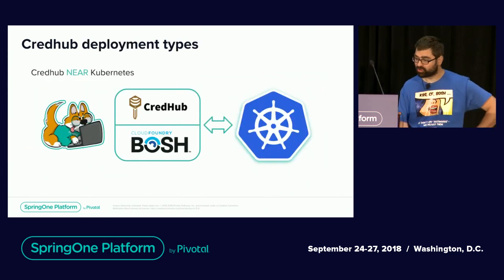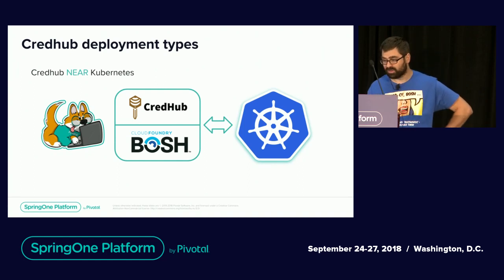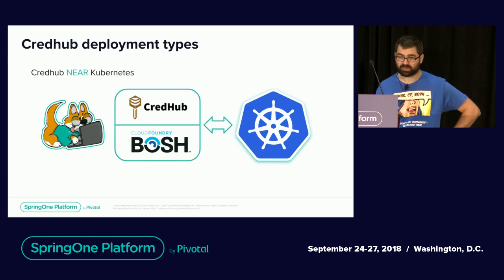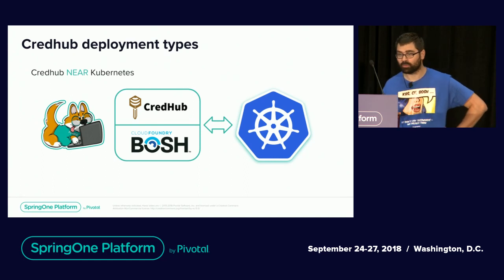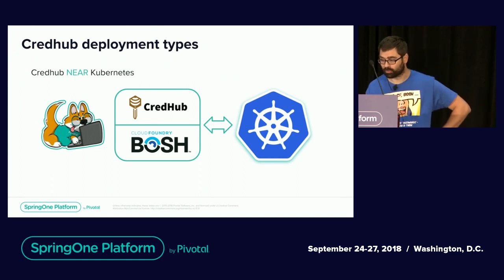The main CredHub deployment type is the BOSH release. It's available on GitHub, and actually it's the only supported one. If you need CredHub near your Kubernetes installation, you just get the BOSH release, install it, and can use CredHub with the CLI or a REST API client or anything.